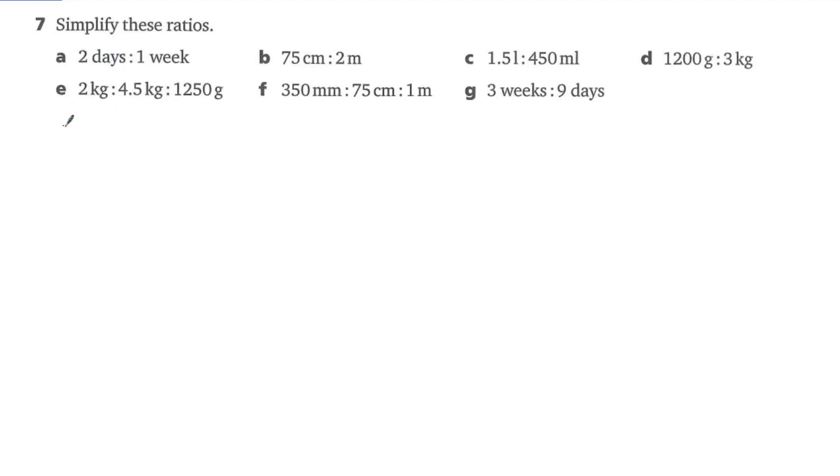Simplify these ratios. 2 days to a week. So 2 days to a week. Well, either we should convert everything into days, or everything into weeks. In our case, it's easier to convert into days. So 2 days to 7 days. Well, this is just 2 to 7. So our ratio is 2 to 7. These numbers are coprime numbers. Being coprime means they have the greatest common factor 1.